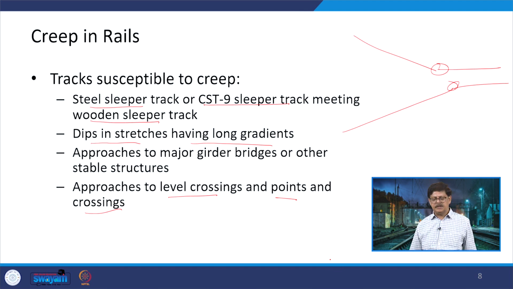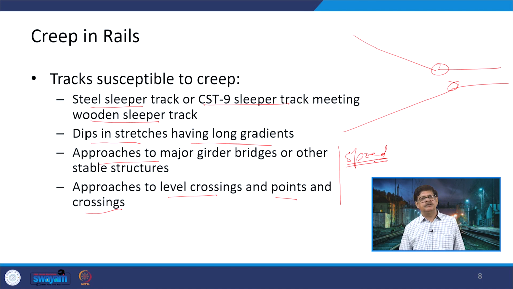Now, what may be the reason that on the approaches to the major bridges, the level crossings and points and crossings this is happening? It is related also with the speed with which the train is going to traverse the bridge, the points and crossings, or the level crossings. If there is a sudden change in those particular speeds with which it is approaching and negotiating that location, then creep is a possibility.